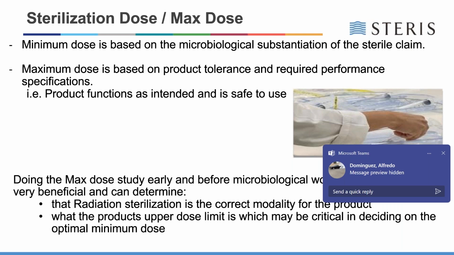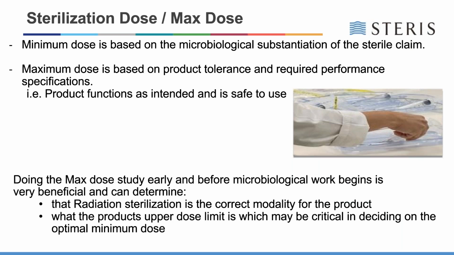Doing the max dose study early and before microbiological work begins is very beneficial. You can determine, one, that the radiation sterilization is the correct modality for the product, and secondly, it determines what the product's upper dose limit is, which can be critical in deciding on the optimum minimum dose, allowing as wide a dose range as practical to give confidence for routine processing capabilities.